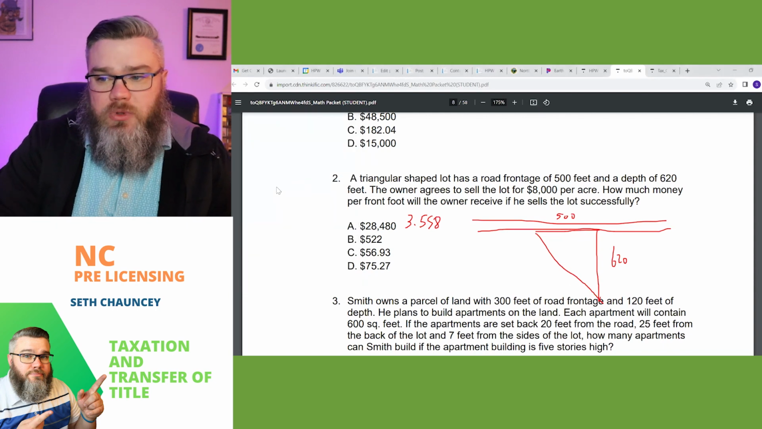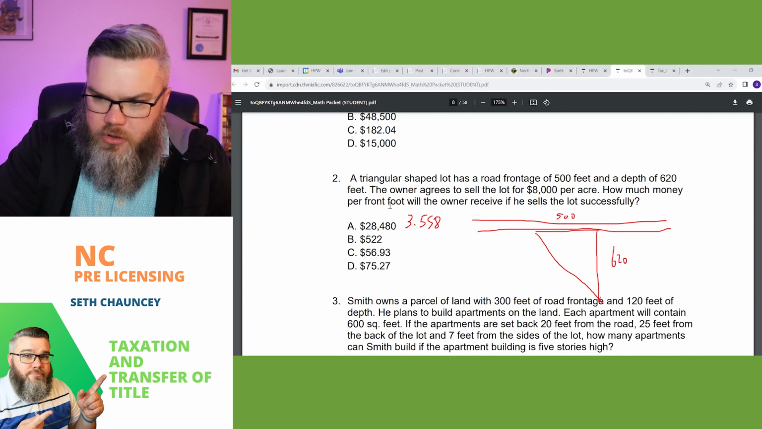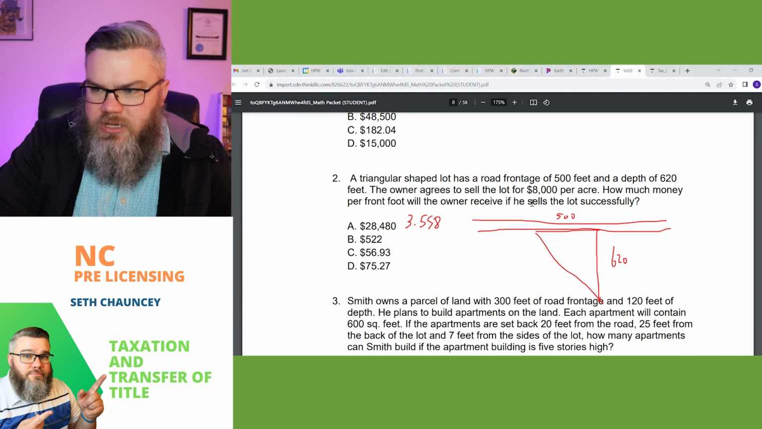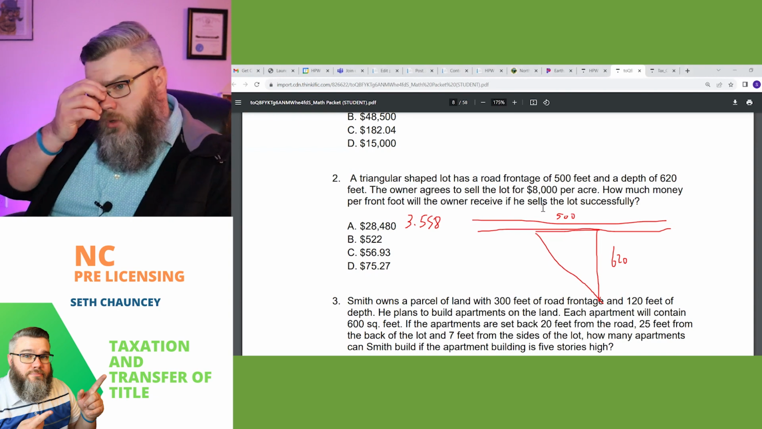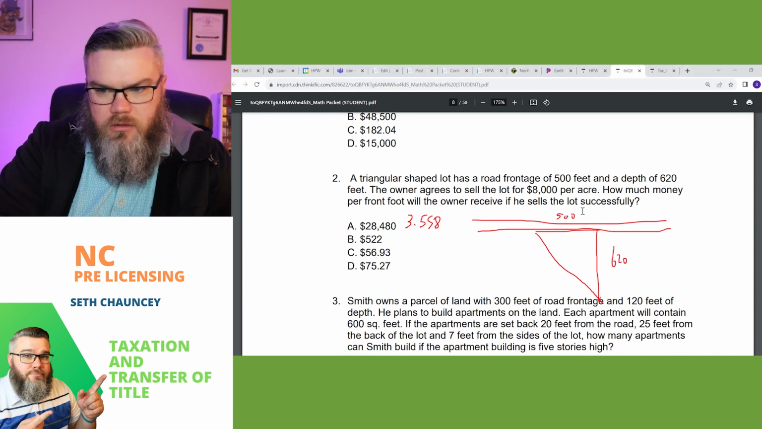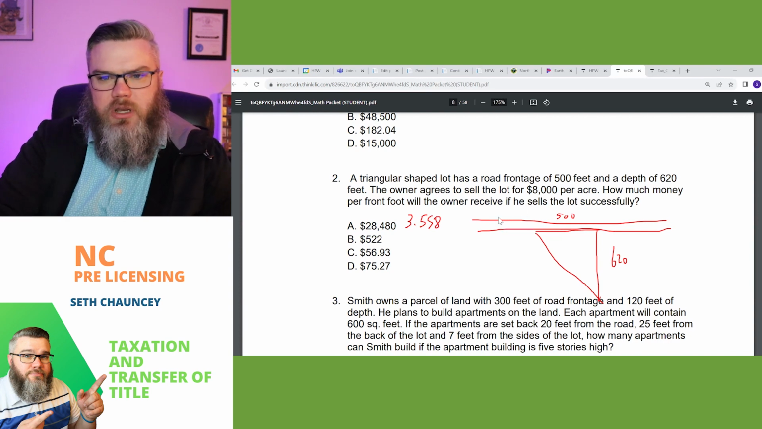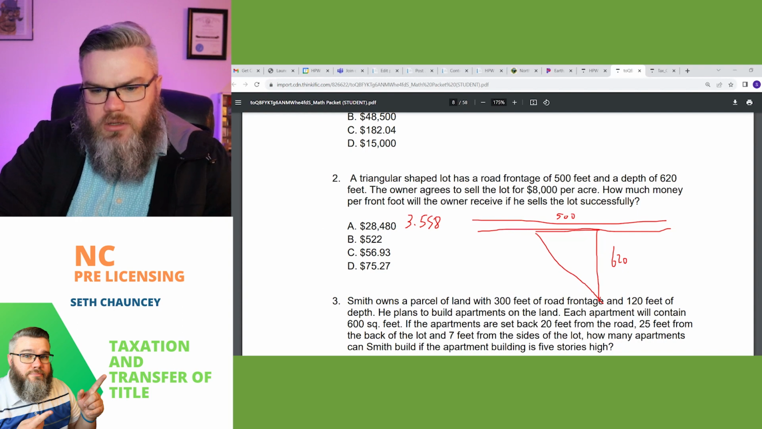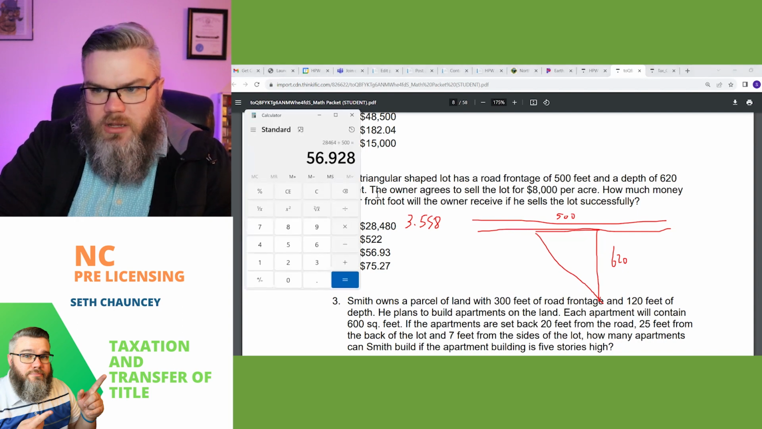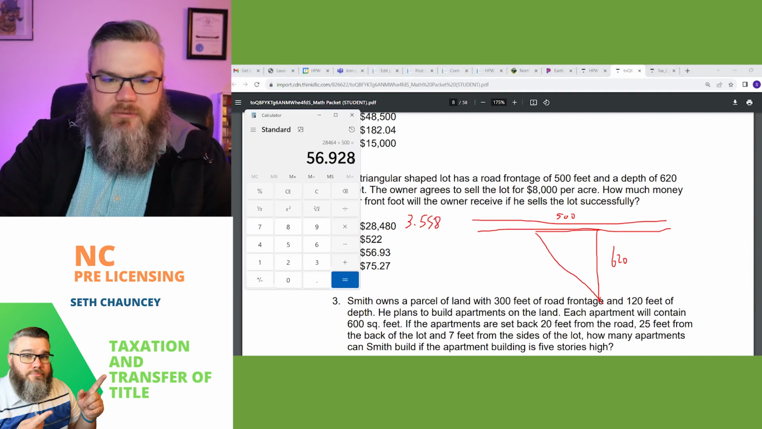Yeah, you've always got to answer what the question actually is, right? That's the most important thing. The question is, how much money per front foot will the owner receive? So we want to know, because there's 500 front feet. So we found the actual sold price because it was sold based on a price per acre. But what we're ultimately asking was, well, what does that equate to as a cost per front foot? So you took your sold price and you divided it by your 500 front feet to say, okay, well, if it was based on front footage, we got 56.93 per front foot.